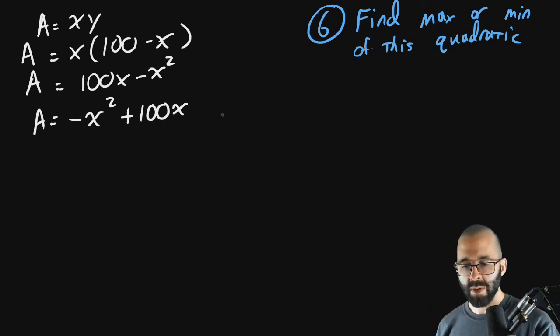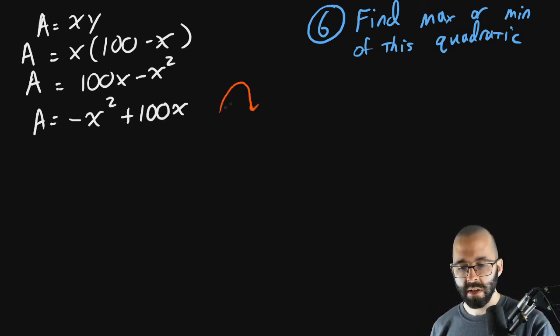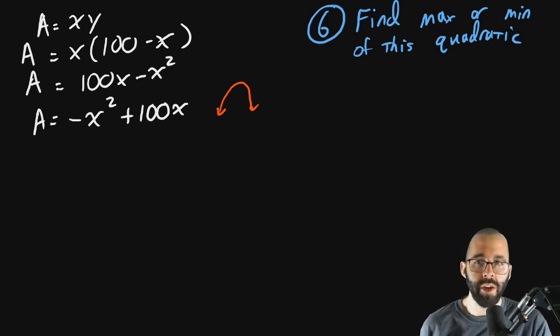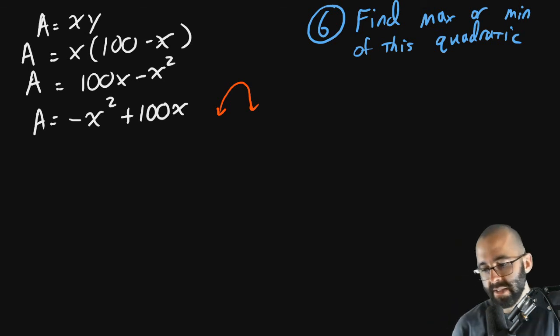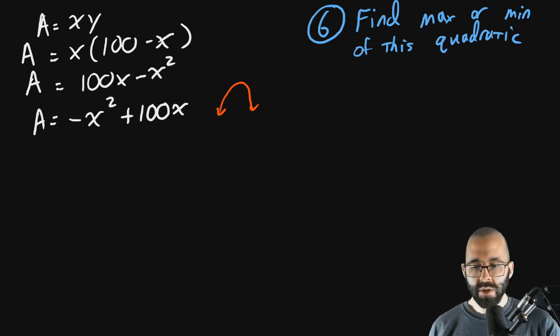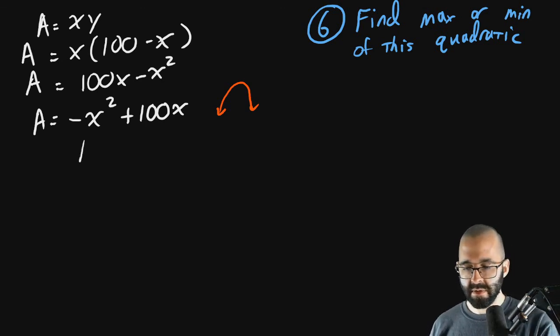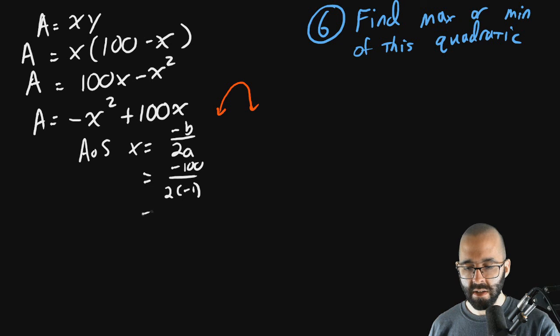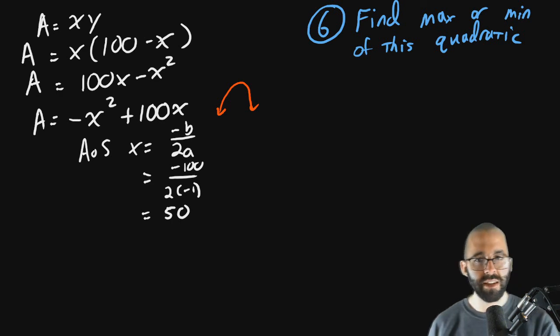First off, right, we do know there is a maximum. The a value is negative. This is a parabola that opens downwards. Depending on what the side length x is, this tells us the area. X is length, area is a. So how do we find the maximum? We find the axis of symmetry. Axis of symmetry is when x is equal to negative b over 2a. That's negative 100 divided by 2 times negative 1. Axis of symmetry is when x is 50.